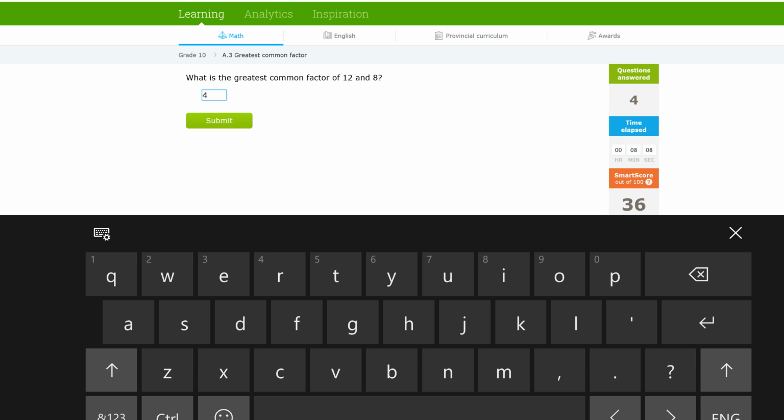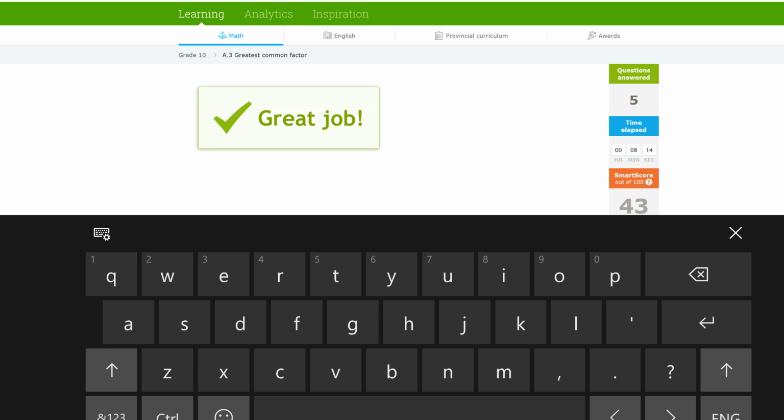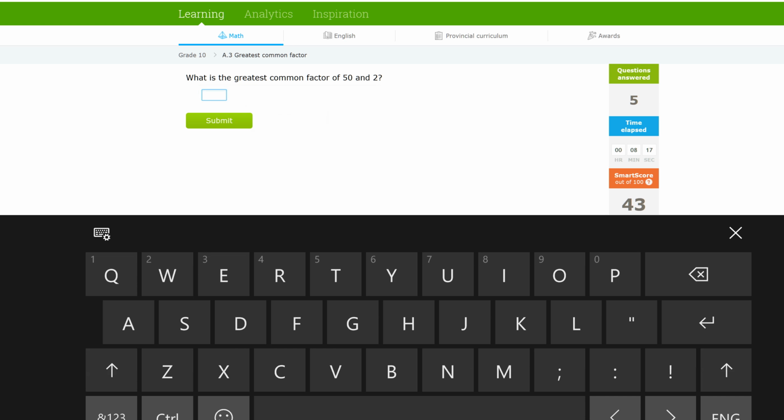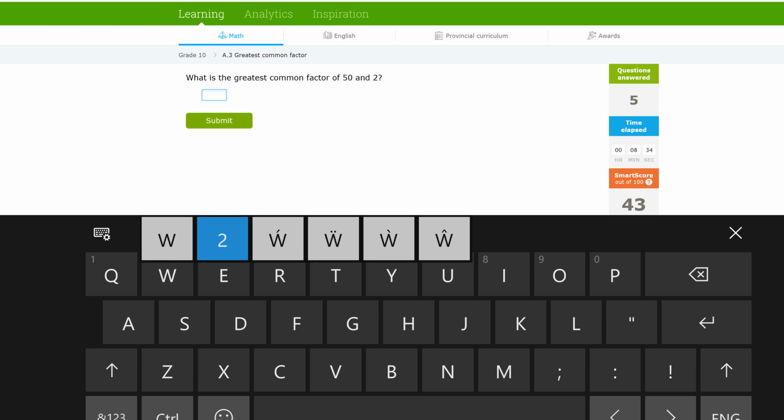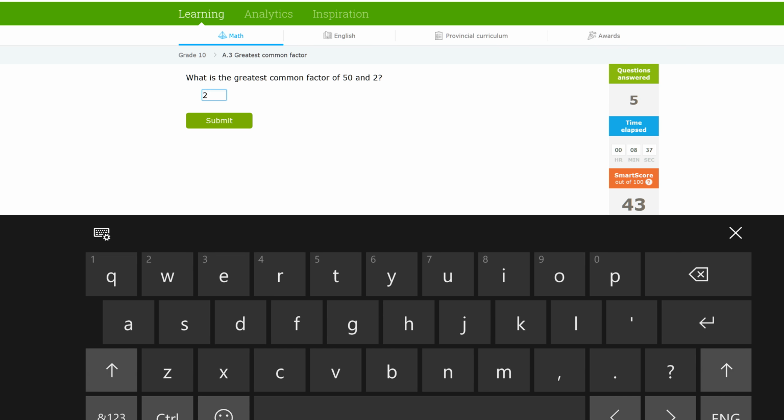2 divides both of them, but 2 is not the greatest common factor. Right? What's the greatest common factor of 50 and 2? 2. Yeah, you cannot divide 2 with a bigger number than 2. 2 is divisible by itself or 1. So we have to find a factor which divides 50 and 2. So 2 is the only factor. 2 is not the greatest common factor, but the only factor, right?